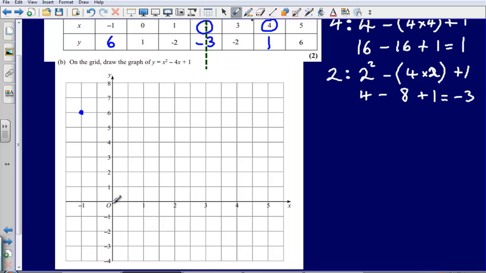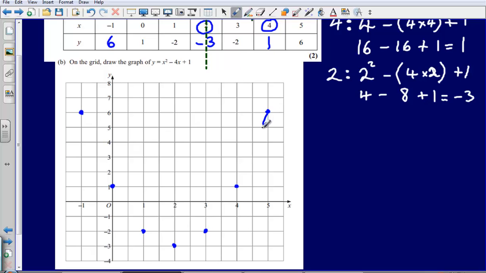0, 1. Going to have a point there. 1, minus 2. Then 2, minus 3. 3, minus 2. 4, 1. And 5, 6. Okay, so as you can see, we've got this kind of U-shaped graph.